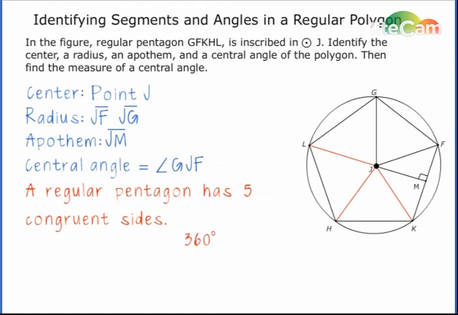We can simply divide 360 by 5 to find the measure of each central angle. 360 degrees divided by 5 is 72 degrees. So the measure of any central angle we choose would be 72 degrees.